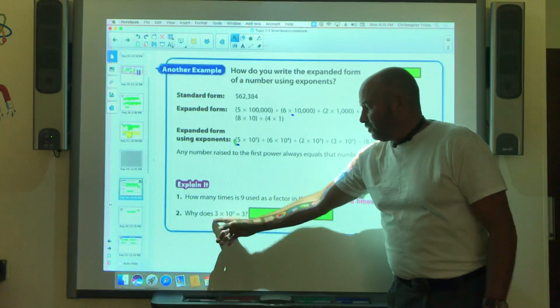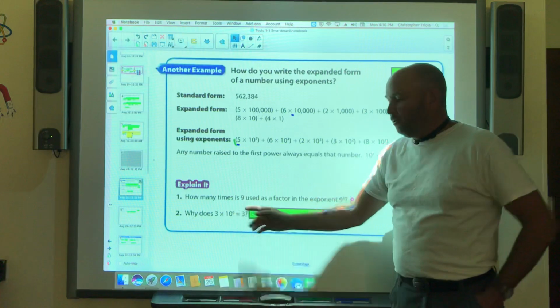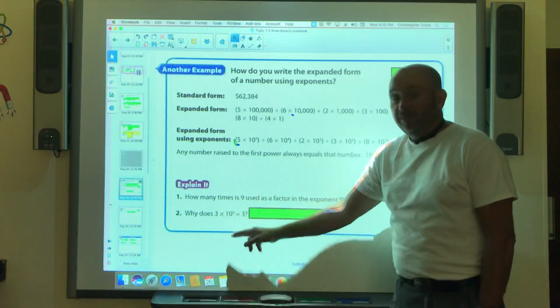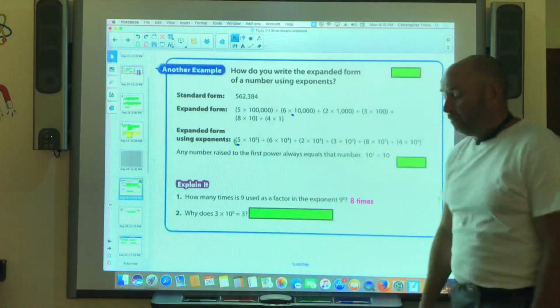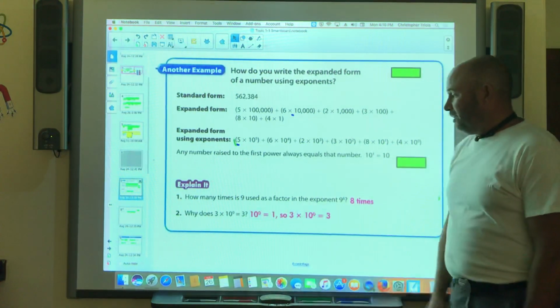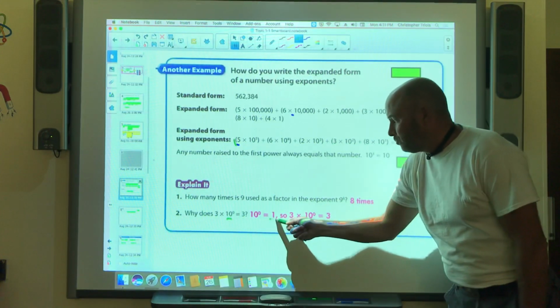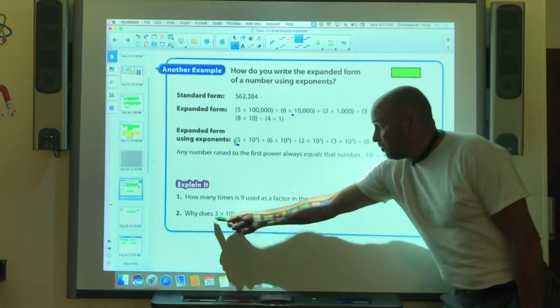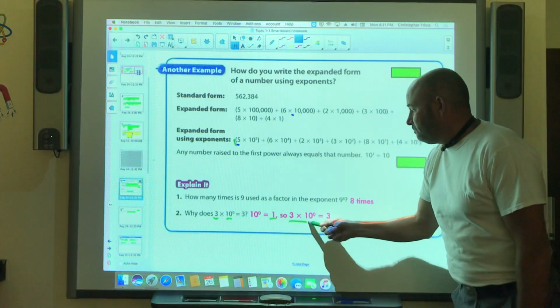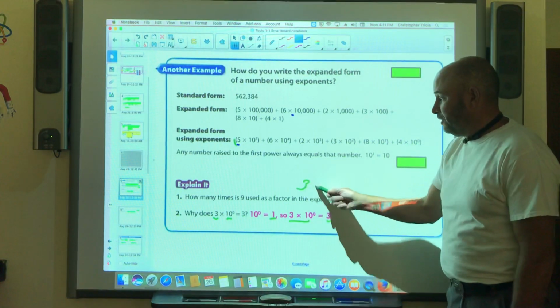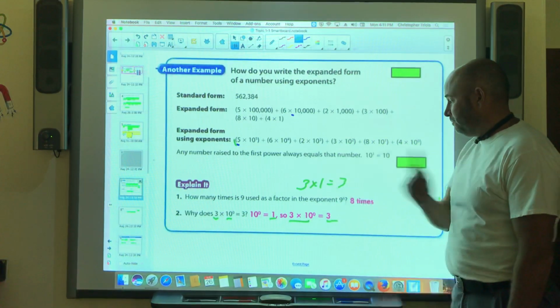Okay, next question. Why does 3 times 10 to the 0 power equal 3? Well, that's because 10 to the 0 power equals 1. So 3 times 10 to the 0 power would equal 3. It would be the same as saying 3 times 1 equals 3.